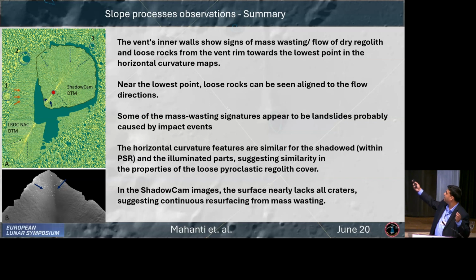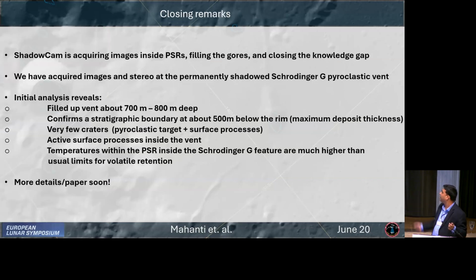Not presented here, but what this shows is that they are similar on the illuminated as well as the non-illuminated parts, suggesting similarity in the properties of the loose pyroclastic regolith layer. And in the ShadowCam images, the surface nearly lacks all craters, which suggests continuous resurfacing from mass wasting, as well as the target property of the pyroclastics.